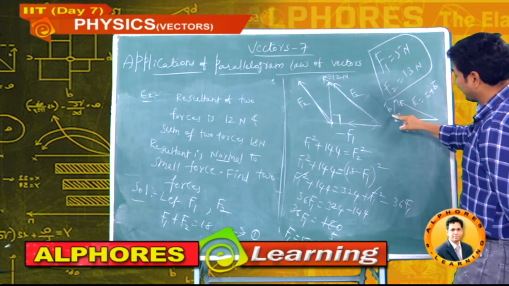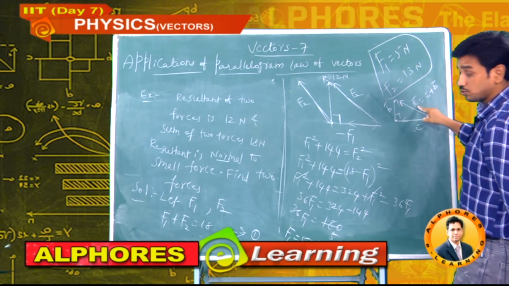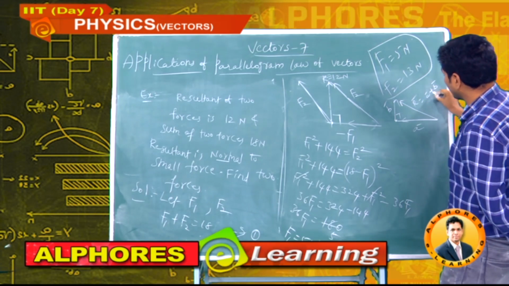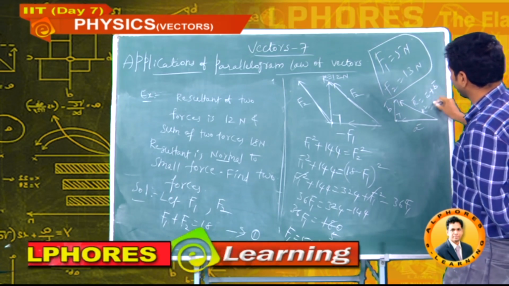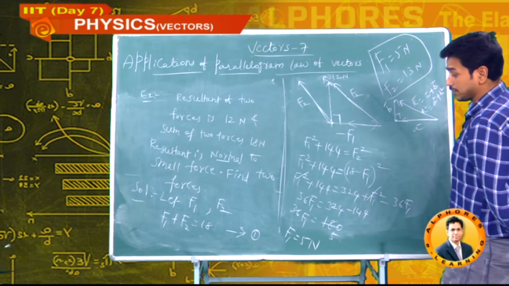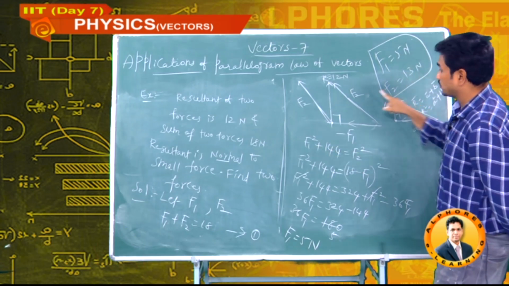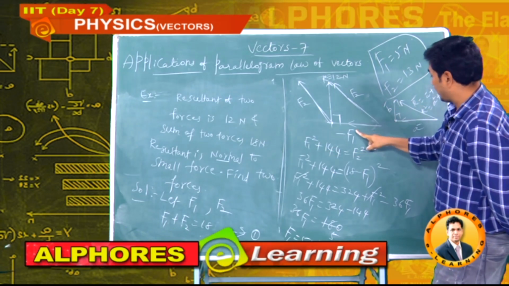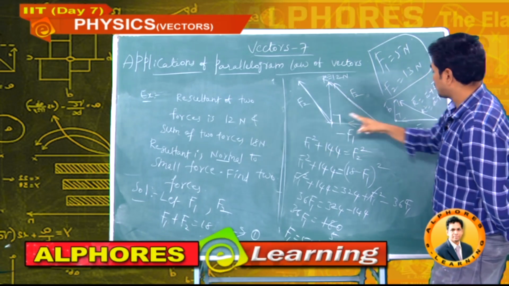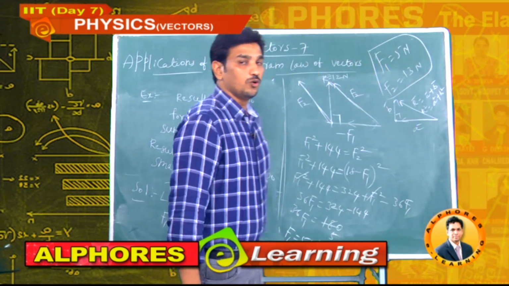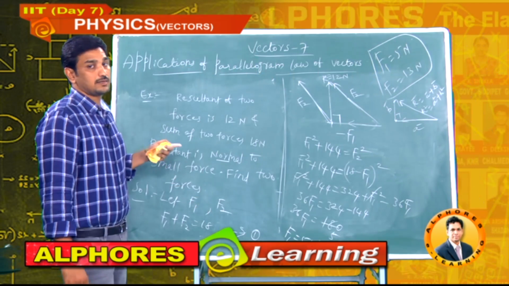When these two are perpendicular, what is the resultant magnitude? Root of a square plus b square. Now R magnitude is root of a square plus b square. Now R square is equal to a square plus b square. Here R is F2, this A is F1, and B is the remaining one. So simple, logical. It's not that difficult.